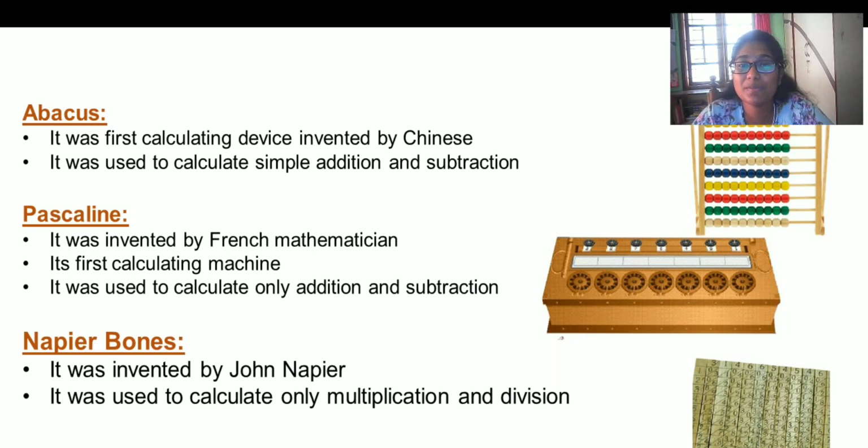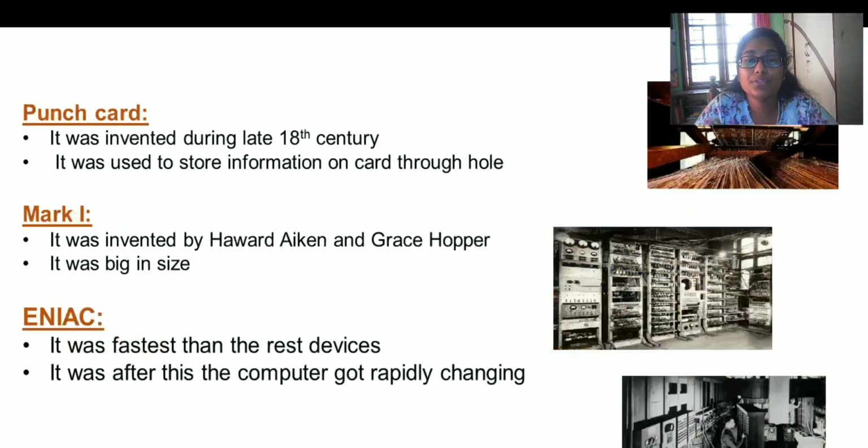Pascaline was invented by a French mathematician. It was the first calculating machine, which was only for addition and subtraction, while Napier's bones was invented by John Napier and was for multiplication and division. Punch cards were invented during the 18th century and were used only for storing information through holes.